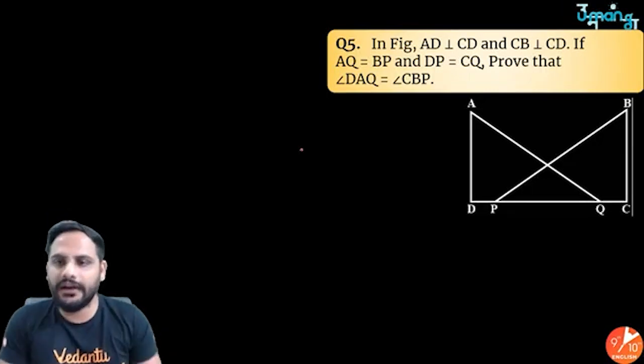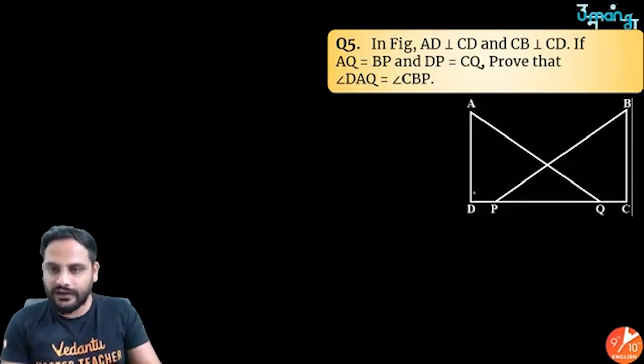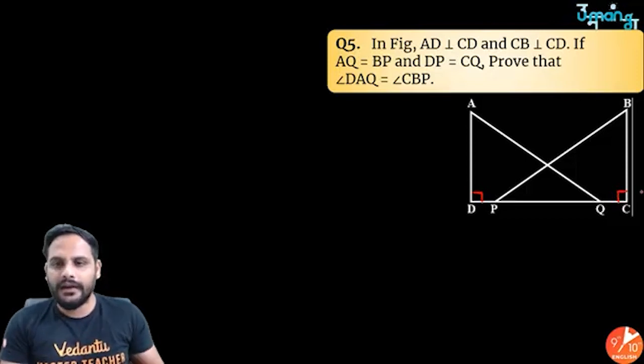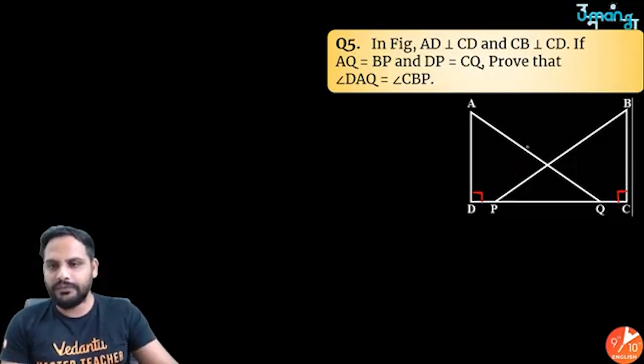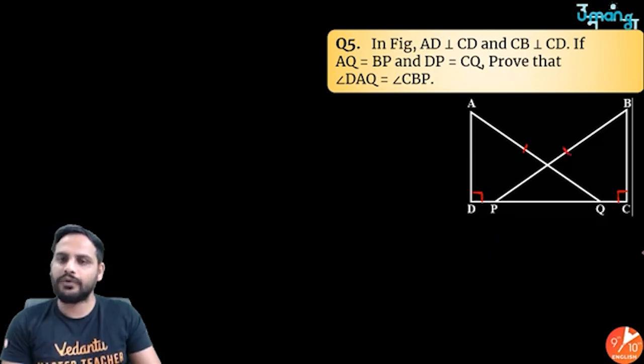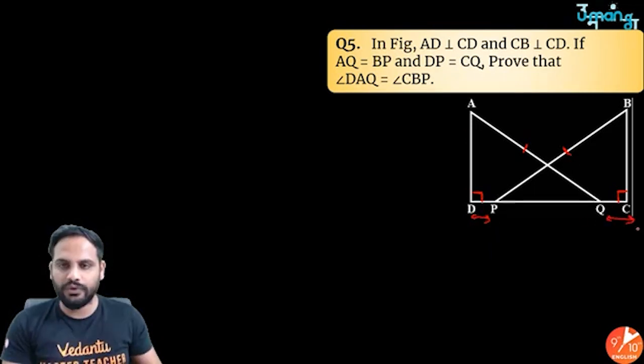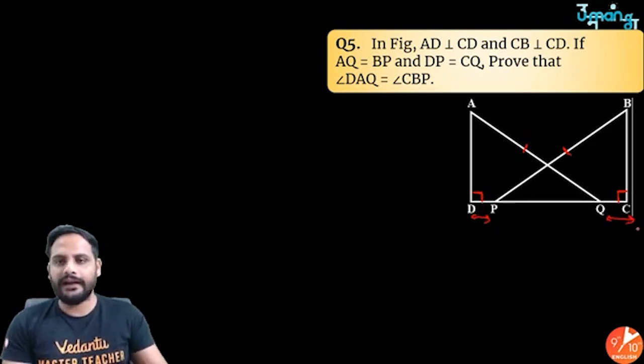In the figure, AD is perpendicular to CD, so this angle is 90 degrees. Then CB is perpendicular to CD, so this angle is also 90 degrees. AQ is equal to BP, so this side AQ is equal to BP. Okay, sir. DP is equal to CQ, so they are saying this DP is equal to CQ. Okay. Prove that angle DAQ and angle CBP should be congruent.